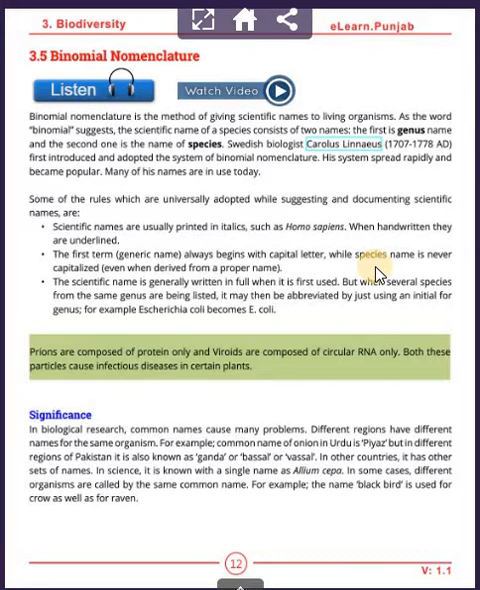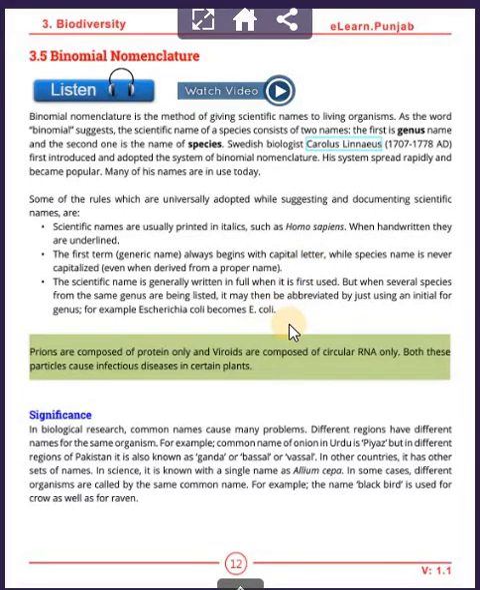The scientific name is generally written in full when it is first used, but if we are giving names to several species, the generic name can be abbreviated. For example, you can see it is Escherichia coli. So if you are using it again and again, the first name can be written with just the first letter, and the second name, the species name, should be complete.